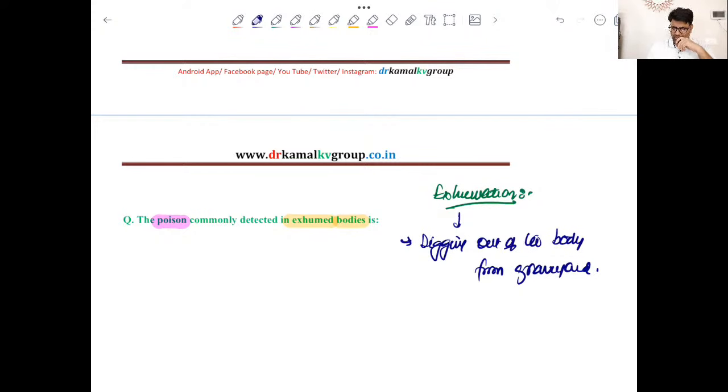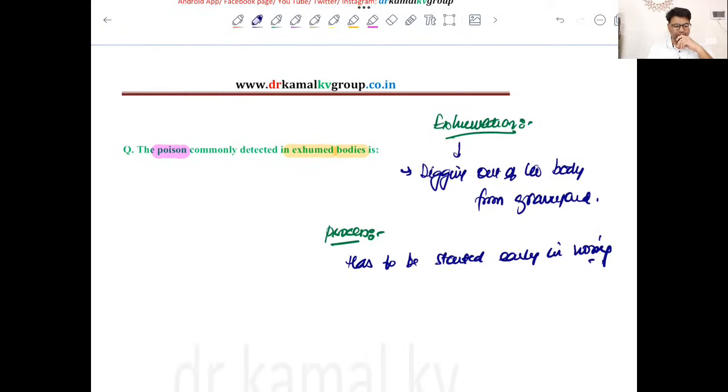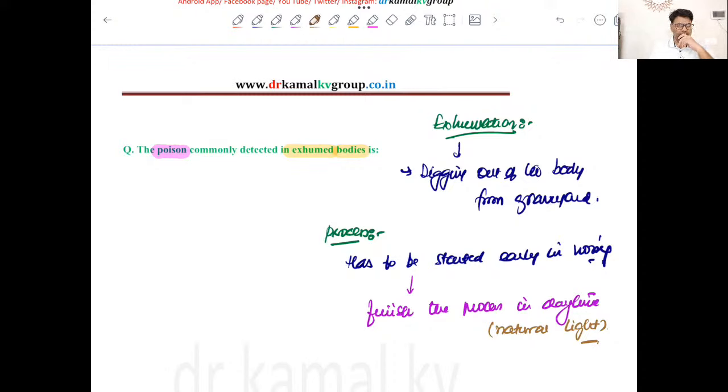So again, the important thing is that in the process, there are just few basic guidelines. It has to be started early morning, right? Now I think all of you can understand why we start early in the morning, because we want to finish the process in daytime, or the natural light, you can say. Clear? So that's why we start early, so that we can finish the inquest process within natural light, right?